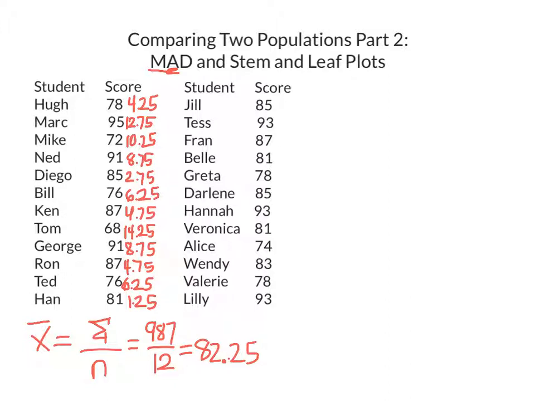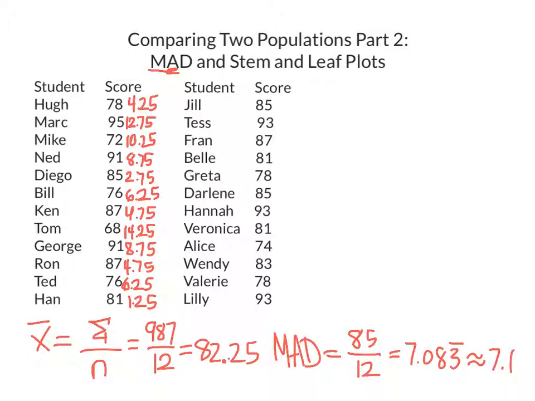Okay, so I've calculated all the differences, ignoring any kind of negatives. Now I'm going to add all those numbers up and divide by 12. So this is going to be my mean absolute deviation. So my sum is 85, and there are 12 differences, so I divide that by 12. And that comes out to be 7.083 repeated, so approximately 7.1.